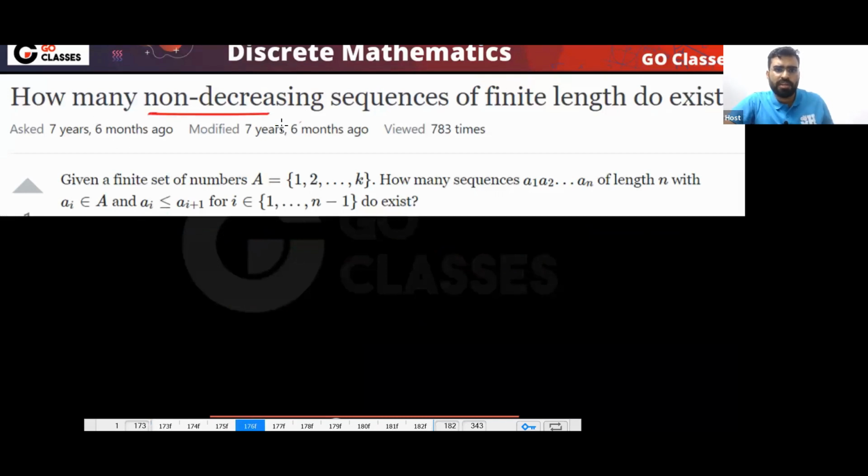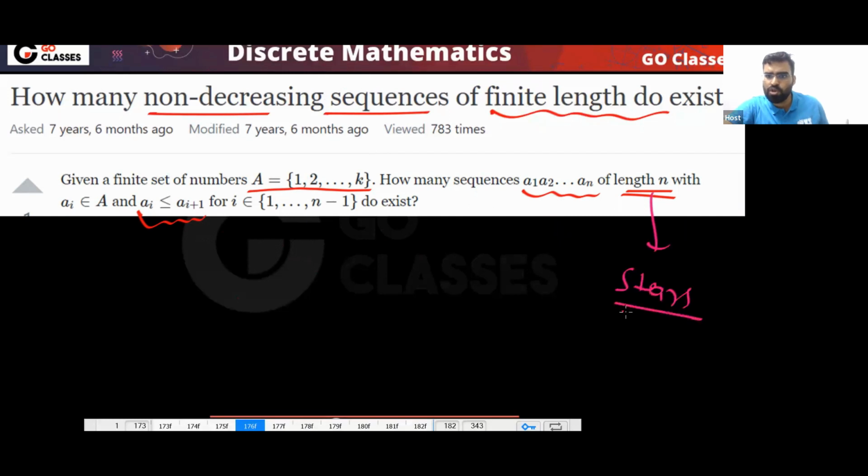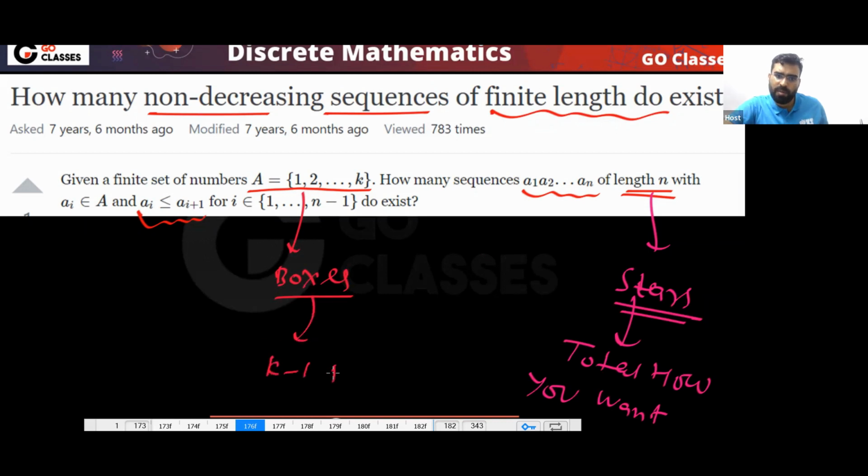This is another: how many non-decreasing sequences of a finite length are there? The same thing, nothing has changed. From this set, how many sequences of length N can you create such that they are in non-decreasing order? Very simple. Basically, this length N is your stars, because stars mean the total how many you want. So we want a total of N. And from what you want, these are the boxes. So there will be K minus 1 bars.